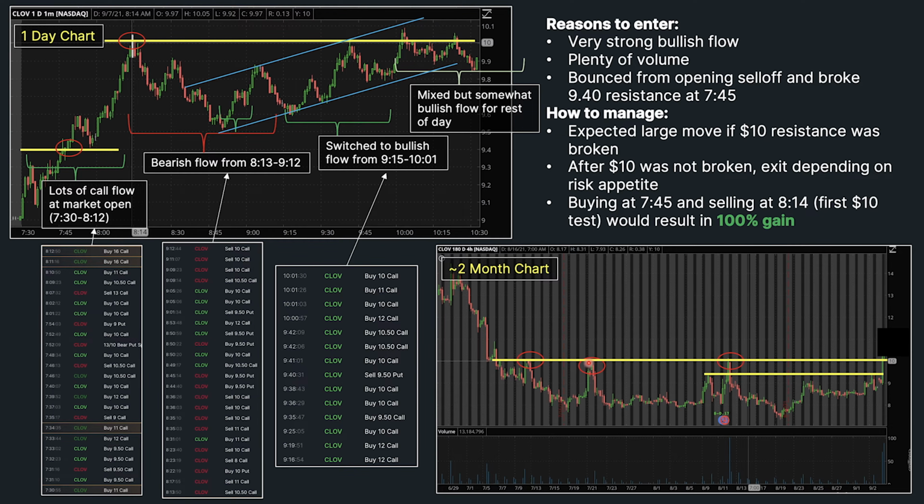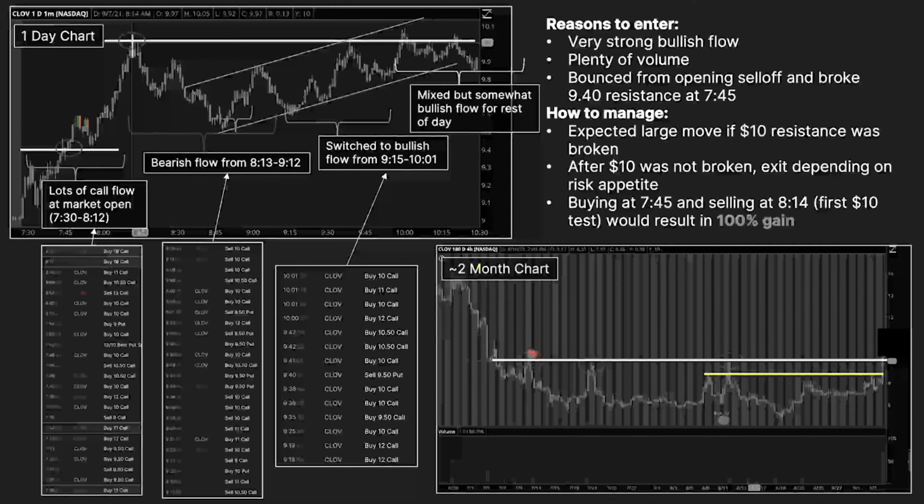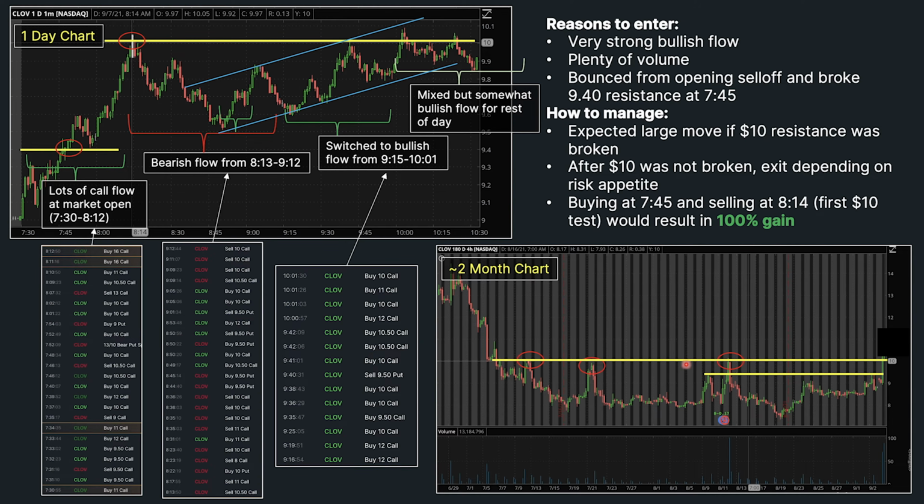So looking at the 2-month chart, I identified 2 levels here. There's a 9.40 resistance level that it has tried to get over a few times. And then of course there is $10, which is like a big psychological level that can be hard to get over sometimes. It's bounced off that 3 times. So looking at those 2 levels over here, it managed to break that in the morning.